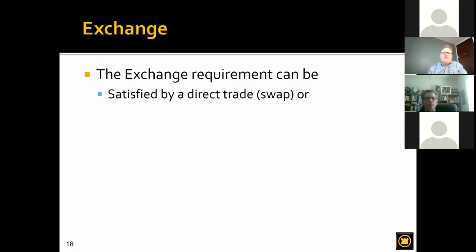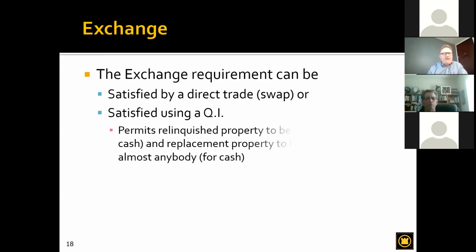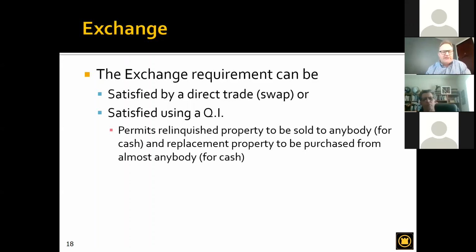Unfortunately, though, that is like a needle in a haystack. It's very difficult to go out and find a person that wants my property and that I want theirs. And so the majority of our transactions take place using what's known as a qualified intermediary. And the QI, if you would, basically allows an investor to treat this transaction like any other regular real estate transaction.